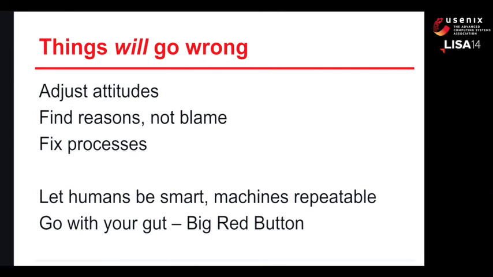We allow the humans to be smart while allowing the machines to do the repeatable stuff. Why have humans do repeatable stuff when we have computers to do that for us? But because the humans are smart and because the humans are in the loop, we also encourage people to go with their gut. If it doesn't look right, if it doesn't smell right, if it doesn't feel right, push the big red button and roll it back. And you get to learn when's an appropriate time.